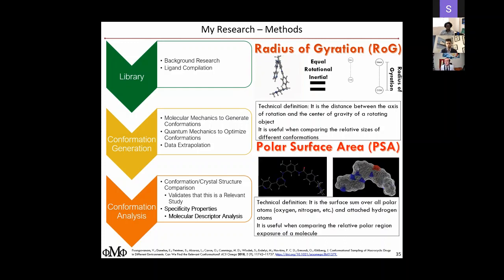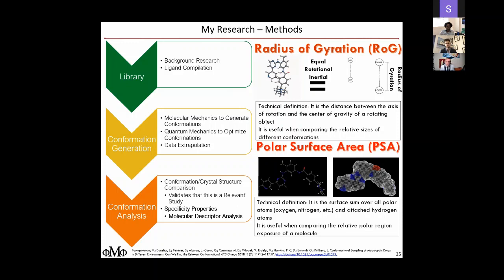But we have also got polar surface area, because we really need to take a look at the polar sides of these molecules and how they change between conformations. So the technical definition here is the surface sum over all polar atoms, oxygen, nitrogen, etc., and attached hydrogen atoms. And it's really useful in drug design. It's got very specific properties that drugs have to be good, but it's also really useful at comparing the differences between polar region exposure in these tyrosine kinase inhibitors.